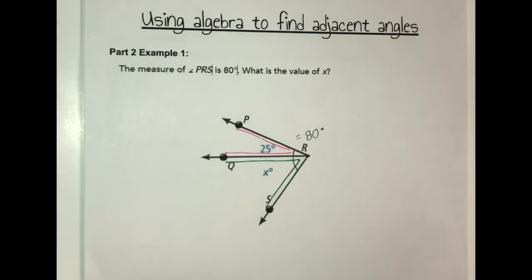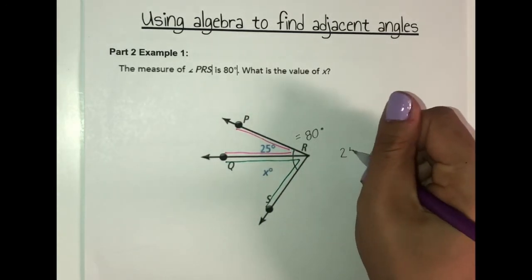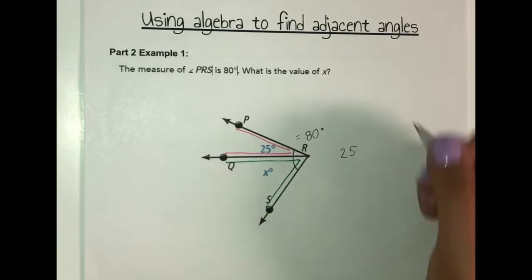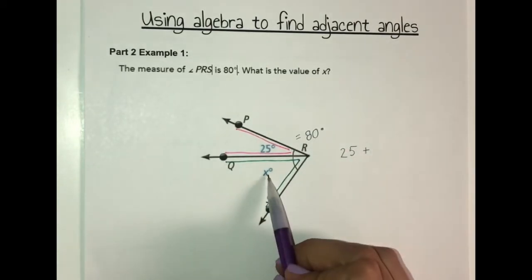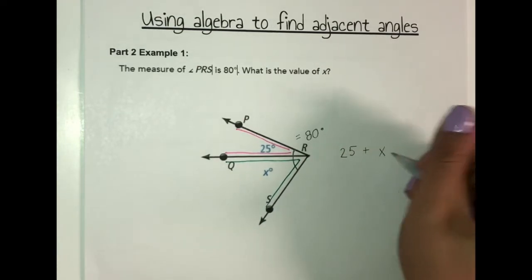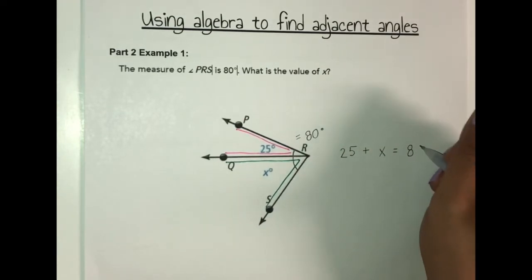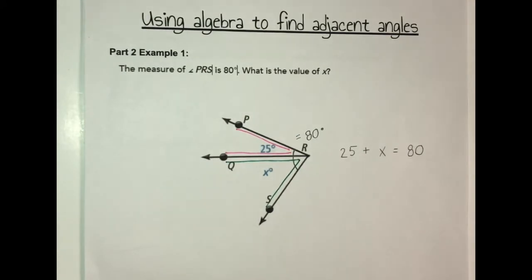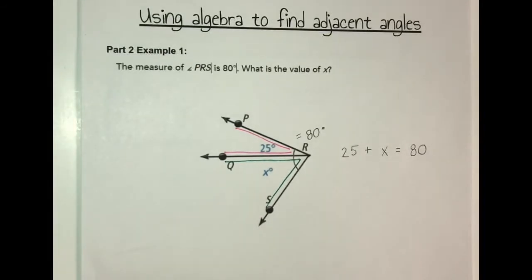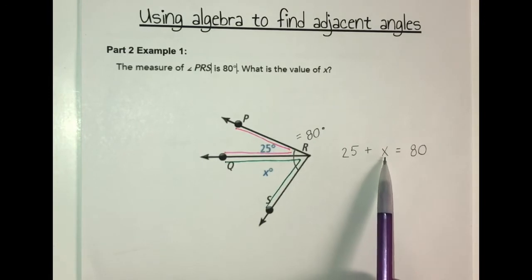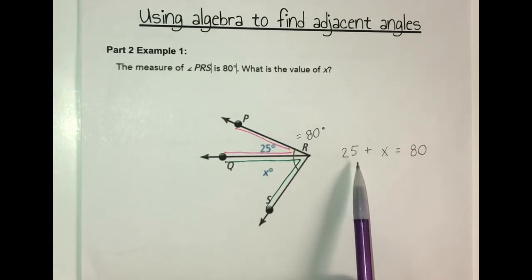So just like we did last week, we're going to set up an equation. So I know this angle plus this angle equals 80 degrees. So 25 is the measure of this angle plus x is the measure of this angle equals 80. Now I'm going to solve. What is the first thing I'm going to do to solve this equation? I know I'm solving for my variable x, so I need to get everything else away from my variable.